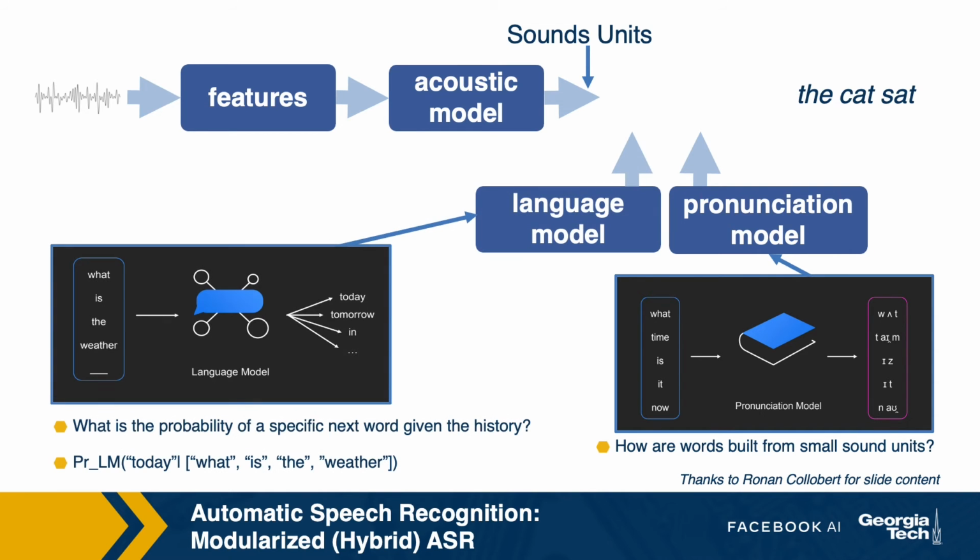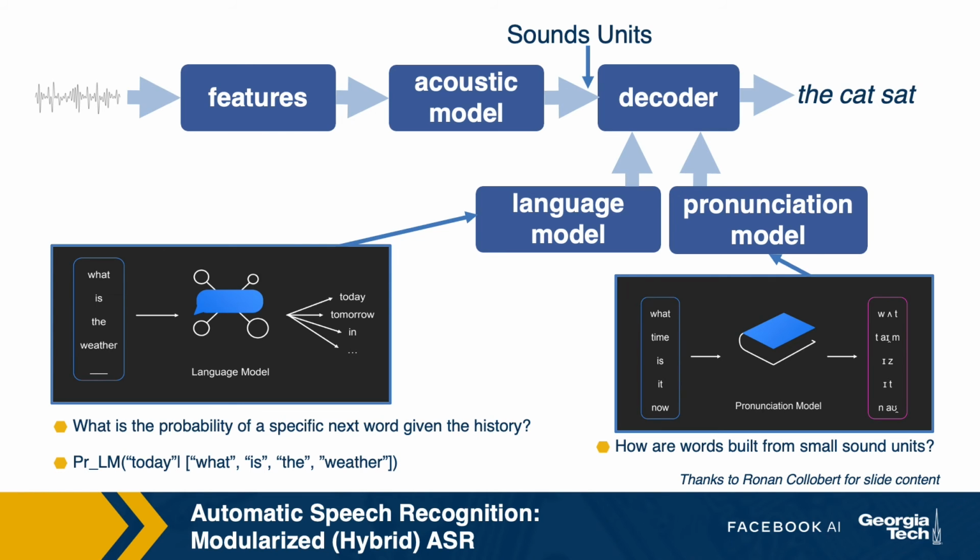The next component is the language model. The job of the language model is to assign a probability score to a sequence of words based on how likely that sequence of words is going to appear in the language. For example, "how are you" is a more likely sequence of words than "how is you". A language model can also be thought of as predicting the probability of the next word given a sequence of words as history. For example, given the history "what is the weather", the next likely word is going to be today, tomorrow, or in, rather than hello.